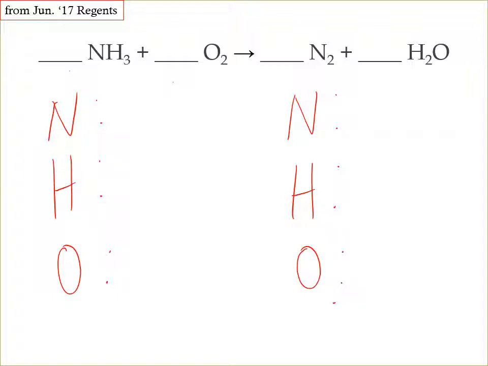So I'm going to start out. I have one N on the left, I have three H's on the left, and I have two O's on the left. On the right side now I have two N's, I see two H's, and I see one oxygen. Like I said, I'm going to start with the oxygens because I think that makes it a little bit easier to do from that approach.